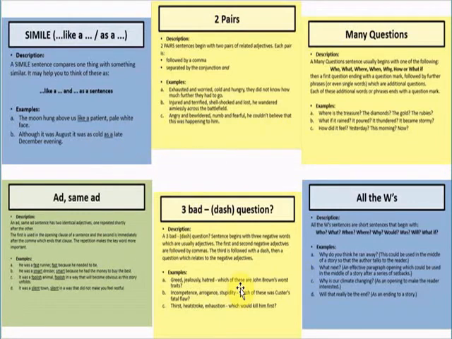3 bad dash begins with three negative words, and they're normally adjectives, not always, but normally. In this last one, they're not. And they're followed by commas, but the third one's followed by a dash and then the question that relates to those adjectives. So the idea here is that the three that come before it almost set up a rhetorical question. Greed, jealousy, hatred, which of these are John Brown's worst traits? Incompetence, arrogance, stupidity, which of these was Custer's fatal flaw? So then you can almost use that to set up the structure of your next three paragraphs if you want.